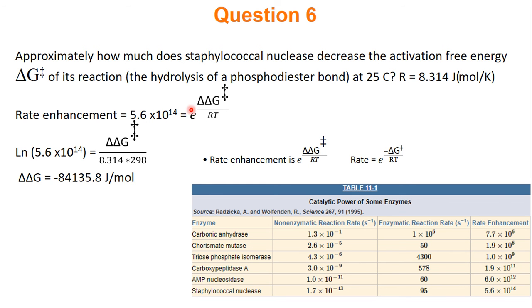Well, to get rid of an exponent, I have to take the natural log of each side. So natural log of our rate enhancement equals delta G double dagger divided by RT. R is given, T is in Kelvin. Then I just take these values, and I multiply both sides of the equation by RT, and I should get, if I did my math right, delta G equals negative 84,135.8, which means I lowered the activation barrier by 84 kilojoules, which is a lot.